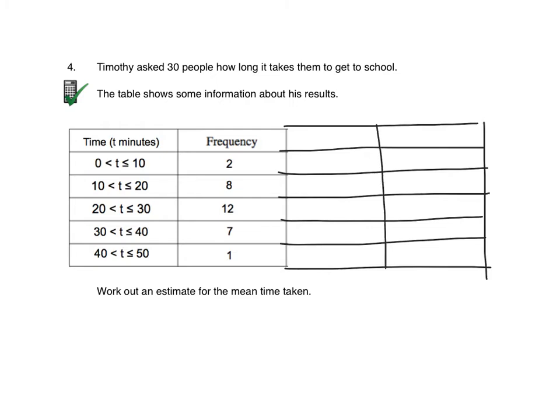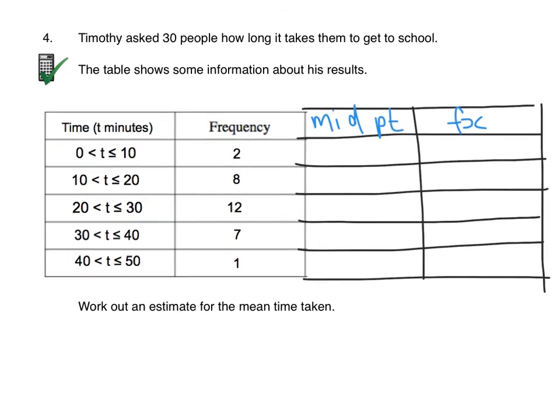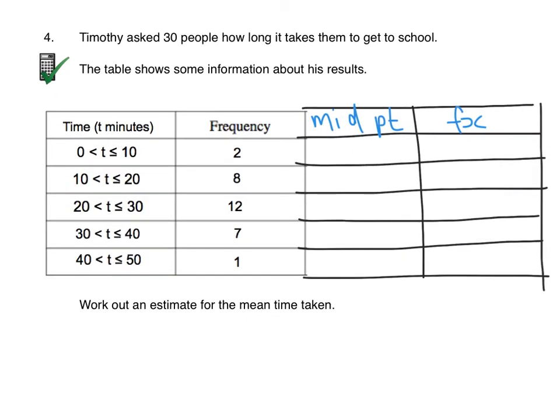The first one, as always whenever it's grouped, is the midpoint. And then the next one's going to be our fx. I'm going to zoom in just a wee bit. The midpoint between 0 and 10 is 5. Between 10 and 20 is 15. 20 and 30 is 25. 35 and 45.